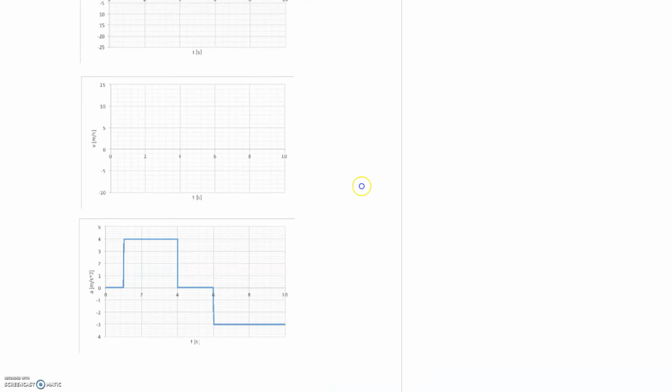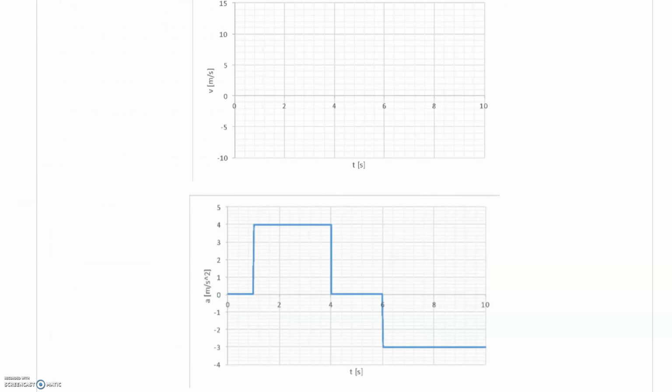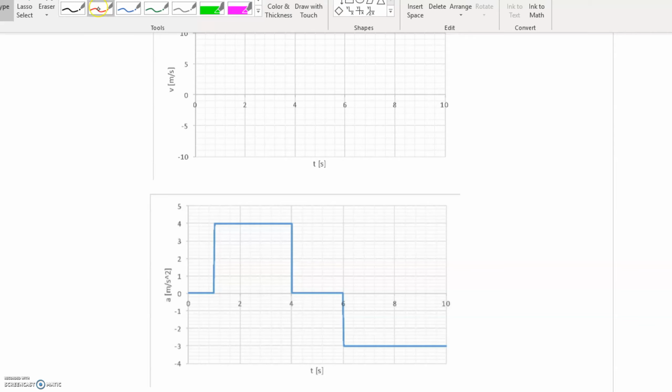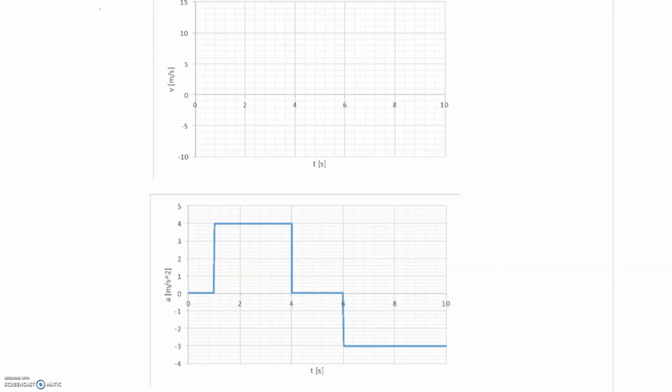We have the acceleration versus time graph. Remember, when we're moving from the acceleration versus time graph to the velocity versus time graph, we want to take the area under the curve. So from t equals 0 to t equals 1, the acceleration is 0. That means that the change in velocity, delta v, is going to be the area under this curve. Well, the area here is just going to be the acceleration times delta t. And from 0 to 1, that's just going to be 0. There's no area under this graph. And so the velocity is going to remain constant.